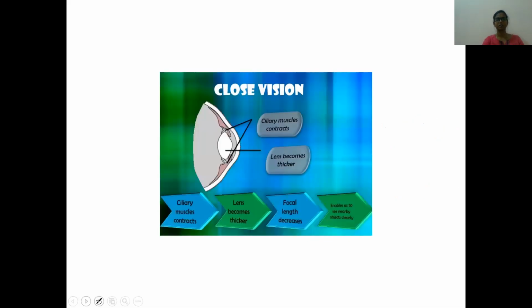And in close vision, that means near vision, what will happen? Reverse of that. The ciliary muscle contracts and the lens becomes thicker. You can see the size of the lens is thicker. So when the lens becomes thicker, the focal length decreases and enables us to see nearby objects. This is about close vision and near vision.